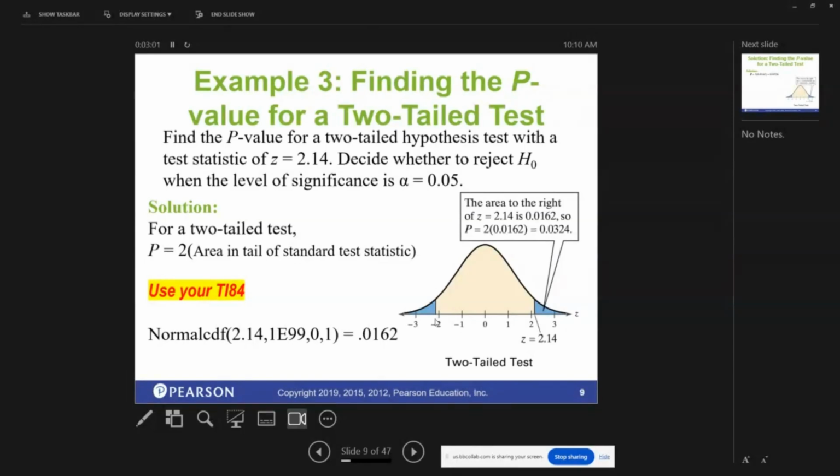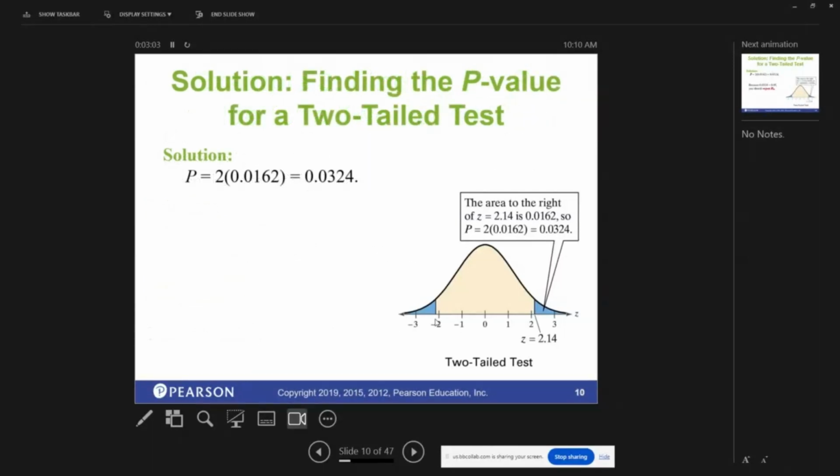Then we times it by that number. And then you multiply it by 2 because there's 2 blue areas and we just found this one over here. And so if we want to find the total, we multiply it by 2 because these are symmetrical. So they'll always be the same on each side. Those areas will be. And so now I'm comparing that to my 0.05. And since it's less than, we reject.